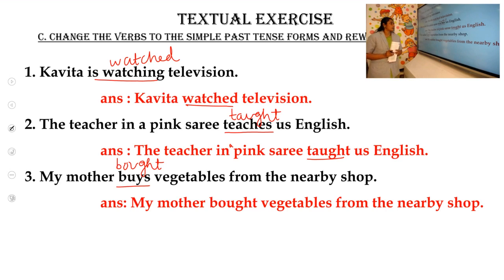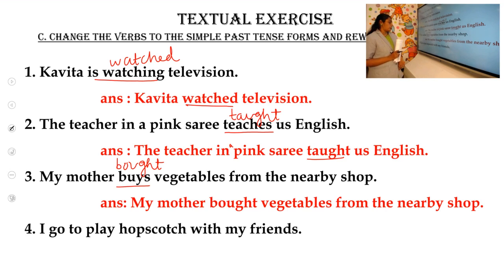Here we can see the teacher in the pink saree taught us English. In the textbook it is given as a pink saree, but we can say the teacher in the pink saree taught us English. That also we can use here. Next, my mother bought vegetables from the nearby shop. The past tense of buy is bought.